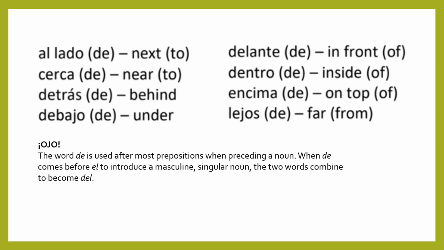One note about the word de, which you need to write down, the ojo: when de comes before el to introduce a masculine singular noun, like el escritorio, any singular word that starts with el, you have to take the word de and el and combine them to become one word. It's like a contraction to be the word del. So de plus el, when they're right next to each other, de el becomes del, one word. And we'll look at some examples.